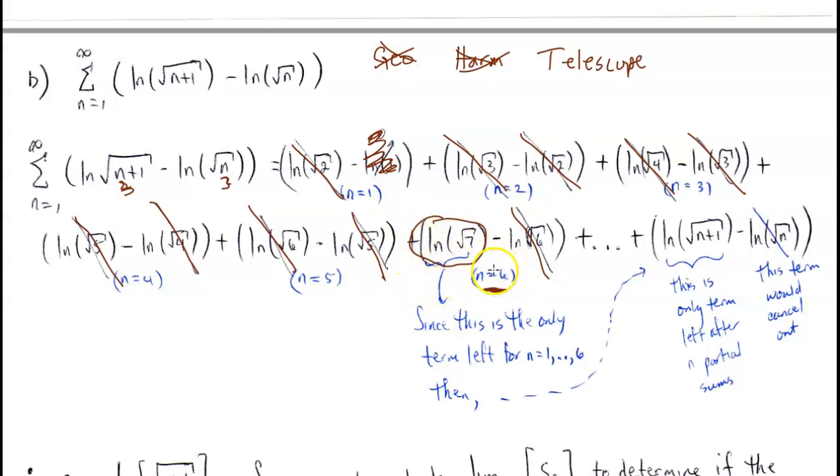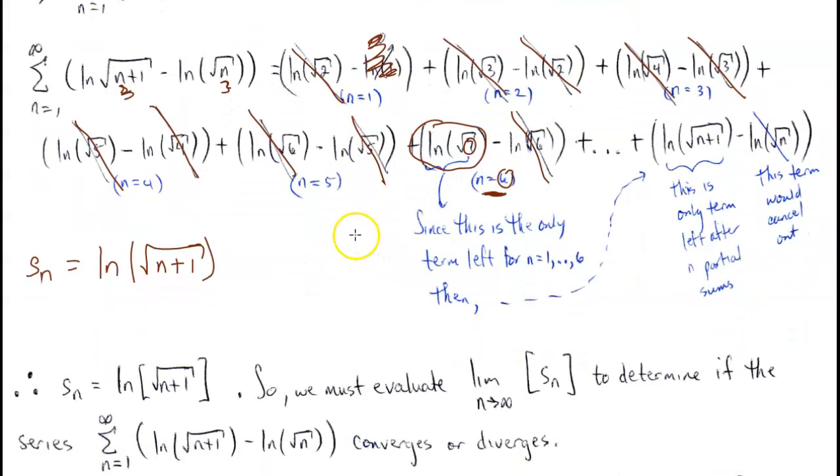And so we notice that if n is 6 here, 7 is 1 more than 6. So we would have natural log of square root of n plus 1. That would look like the nth partial sum of this particular series. Because of that, this is what we need to take the limit of.